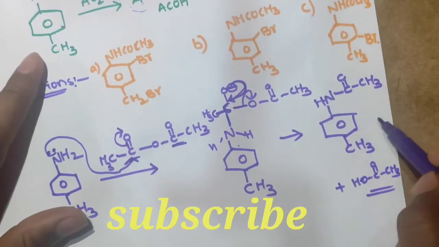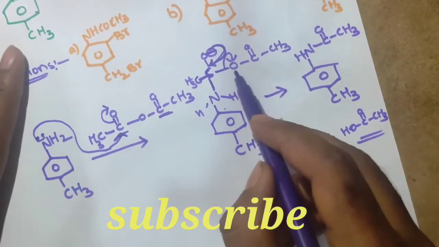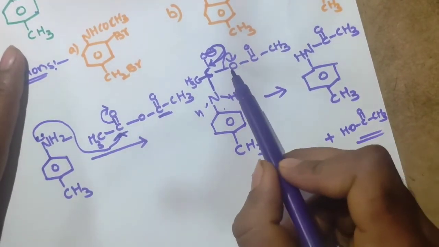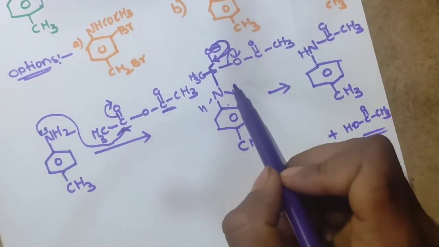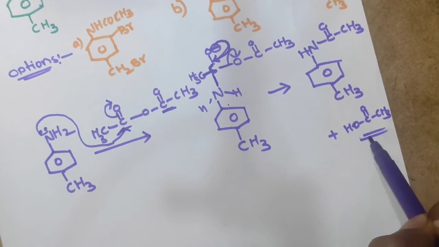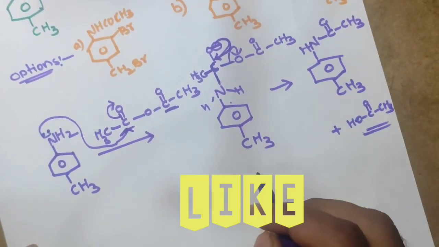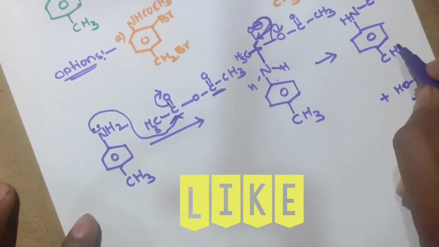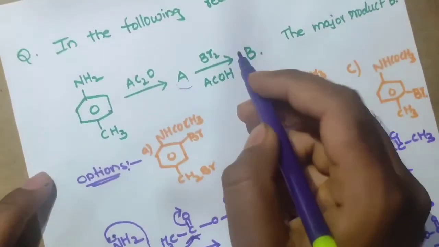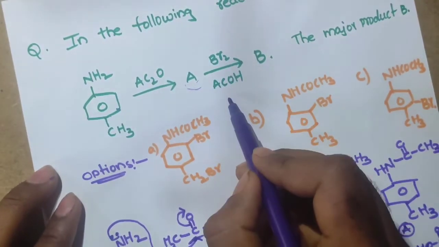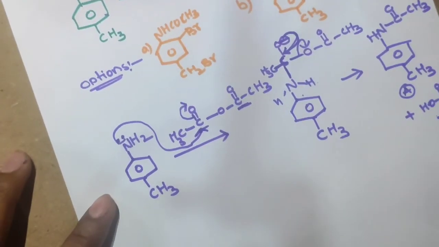Here finally we have acetanilide, that is para-methyl acetanilide, and also we have acetic acid, because here we have acetate, so that it can abstract this proton, and we have finally acetic acid as a byproduct, and para-methyl acetanilide we have as product A. This will be the A, and now this A is again treated with bromine in the presence of acetic acid. So we have to find that B.